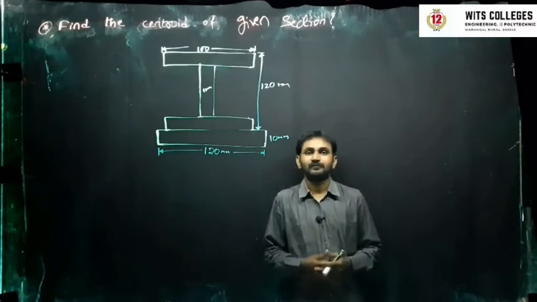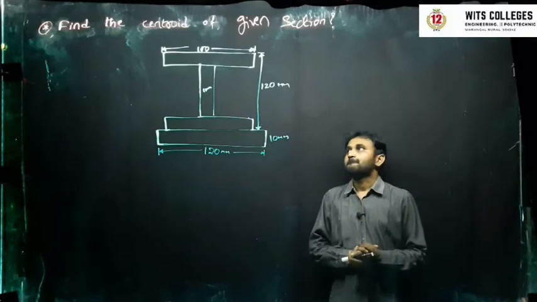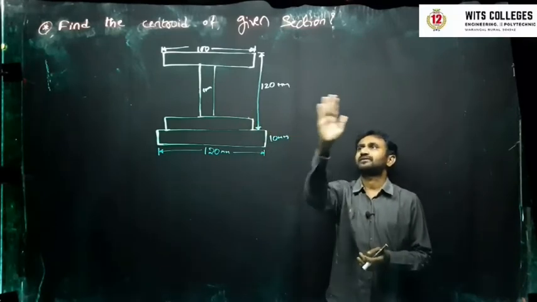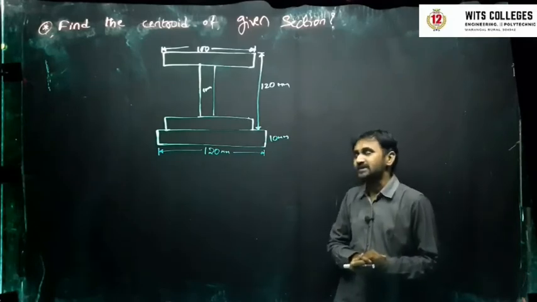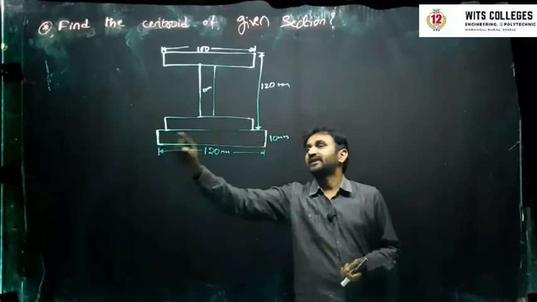Yeah, friends, we are going to see one more problem on what we call I section. So here the question: find the centroid of the given section, and the section is an I section, but it's a flanged section. It means an extra flange is given at the bottom.